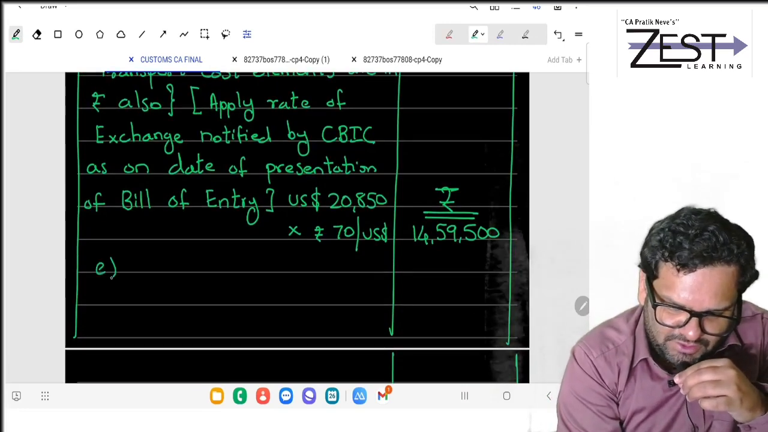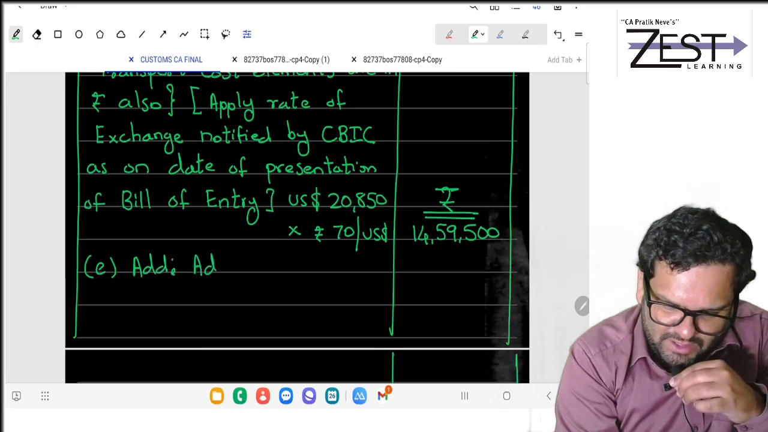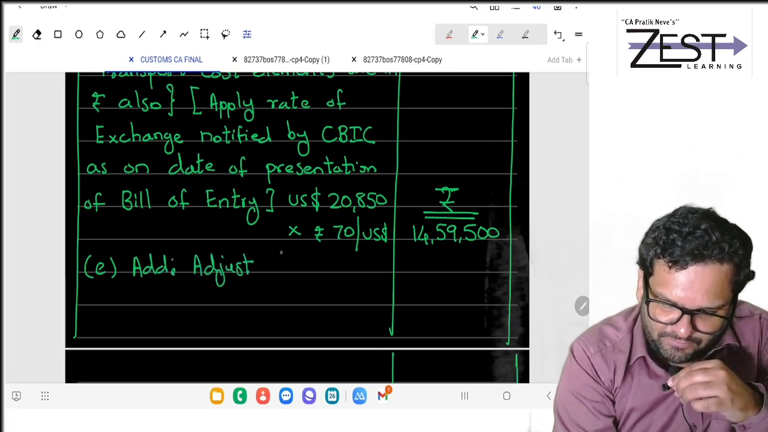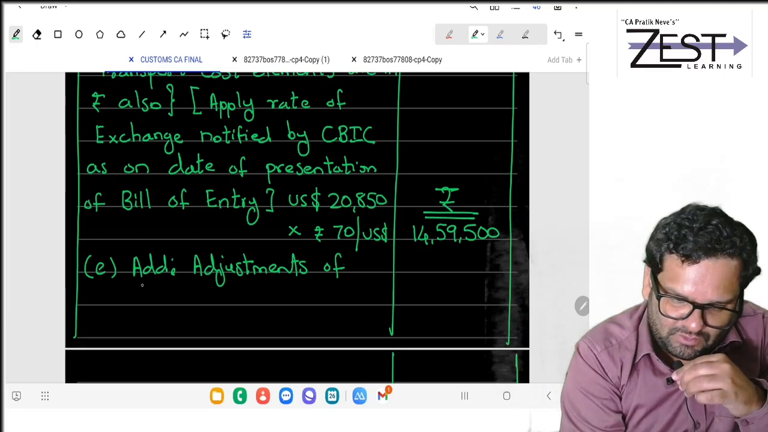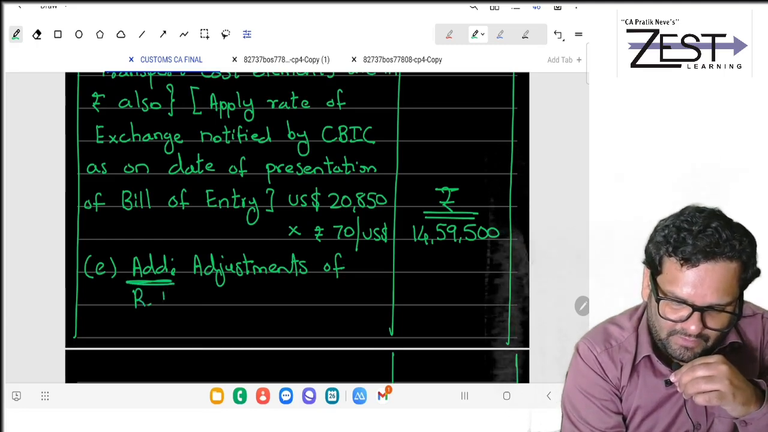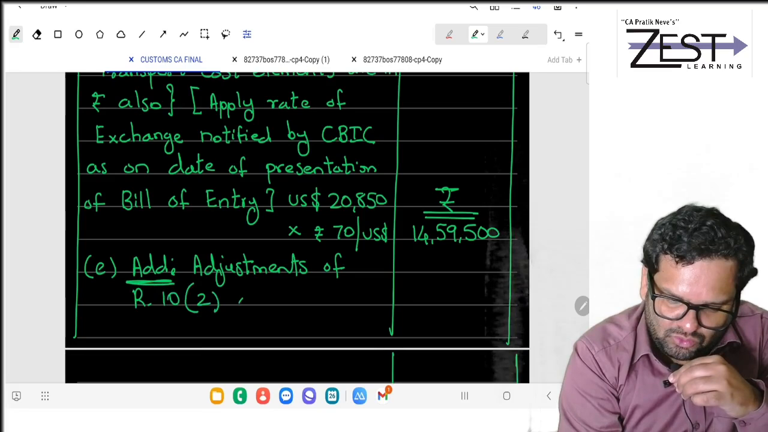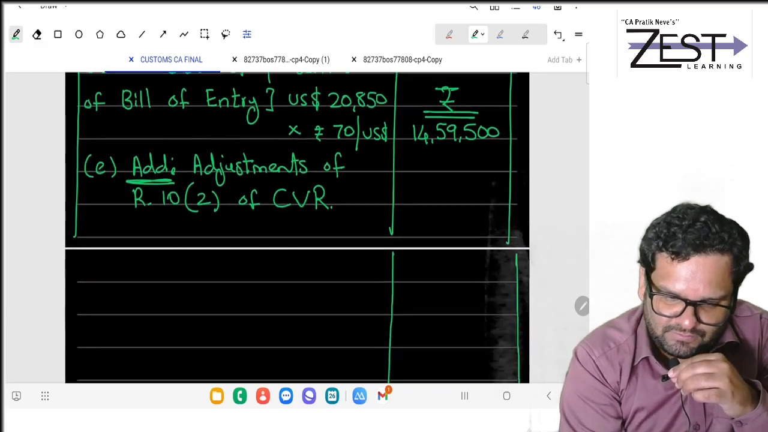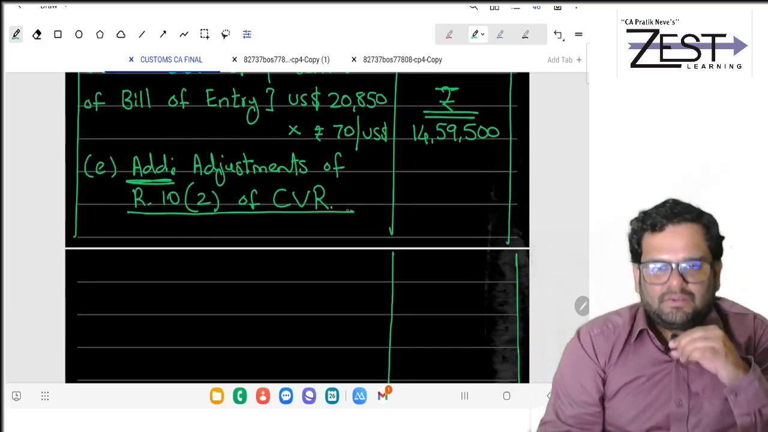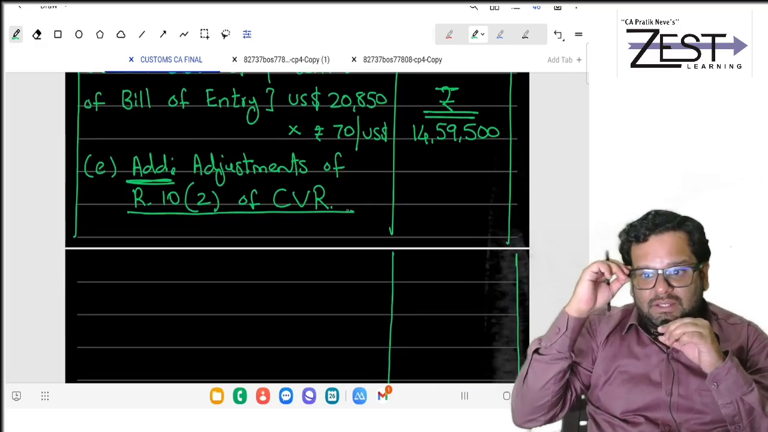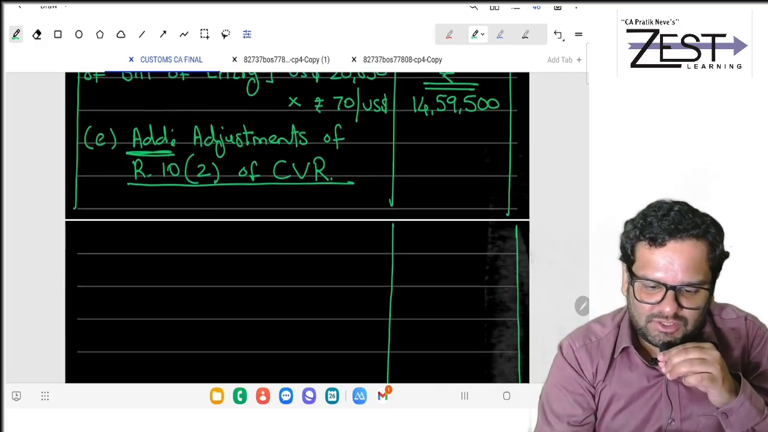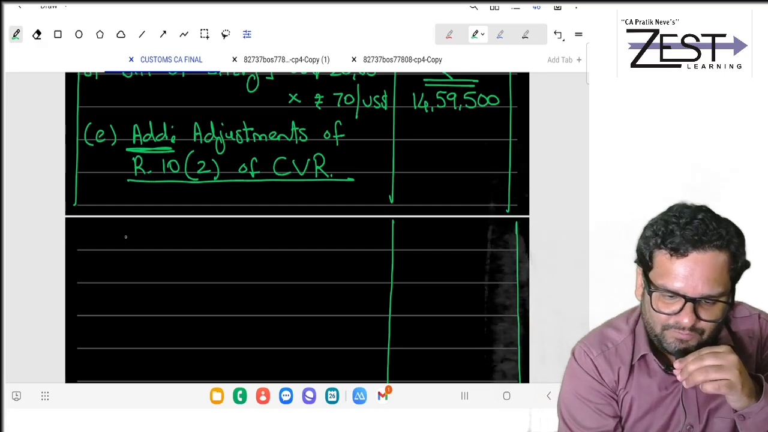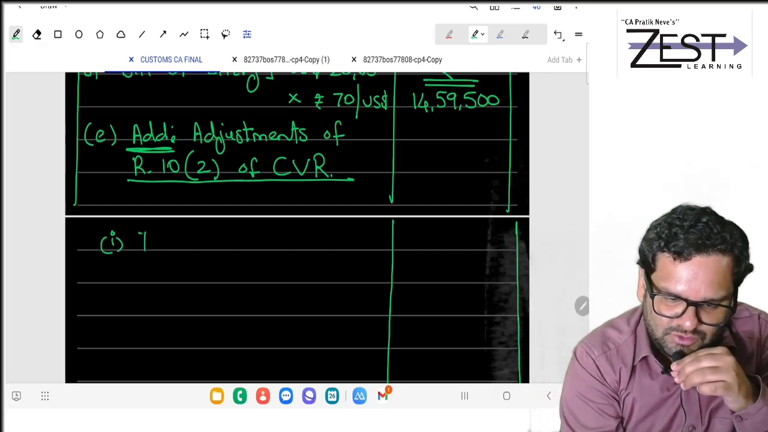Now E point, write down, add. There is no adjustment of 10(1). So add adjustments of rule 10(2) of customs valuation rules. There is no 10(1). Getting it? So add adjustments of rule 10(2) of customs valuation rules.